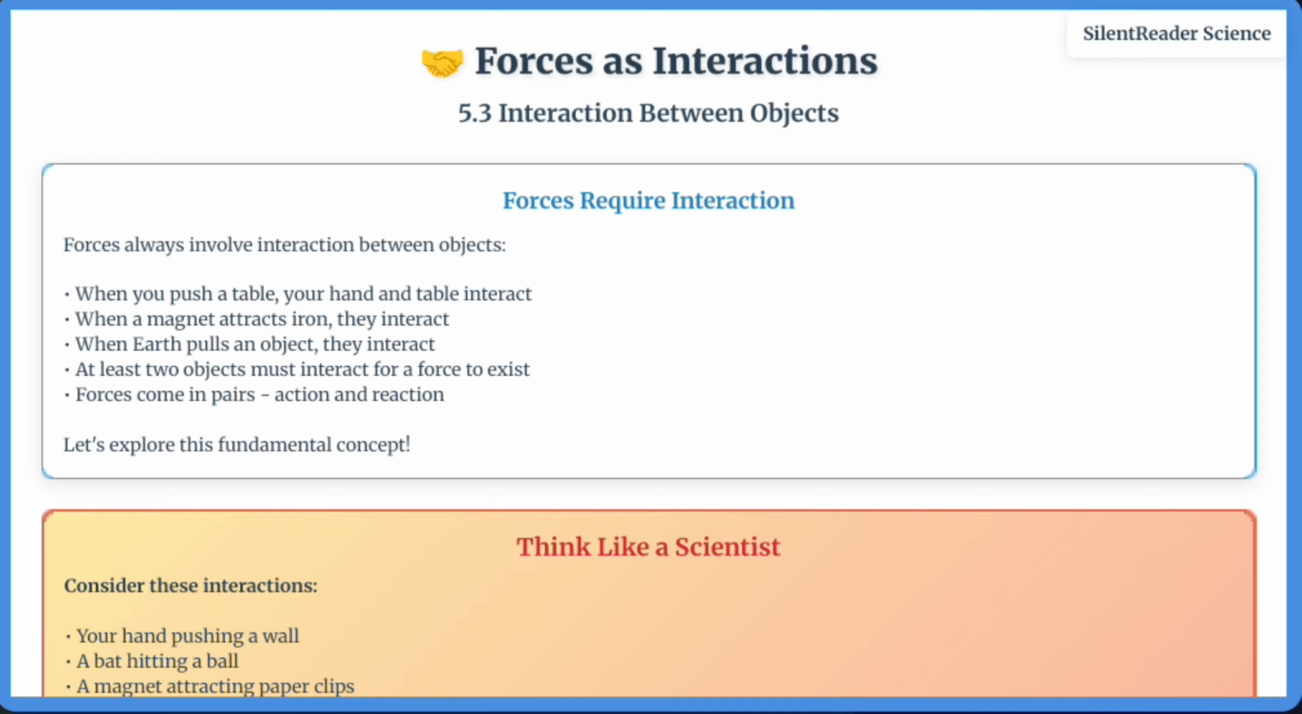Forces come in pairs. For every action, there's an equal and opposite reaction. This is Newton's third law of motion. Try pushing against a wall with your hand, you'll feel the wall pushing back against your hand. The moment you stop pushing, this force disappears. This demonstrates that whenever two objects interact, each object experiences a force from the other. As soon as the interaction ceases, the force disappears.